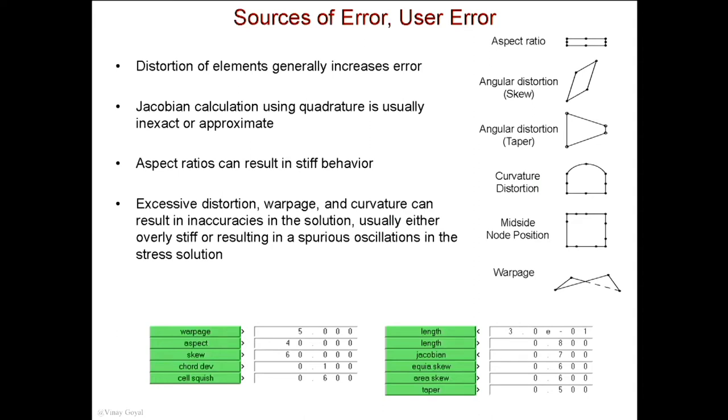Anyway, here are the other checks. There's aspect ratio, skew, cell squish, length, and there are other ones you can check, and I discuss some of them here visually.